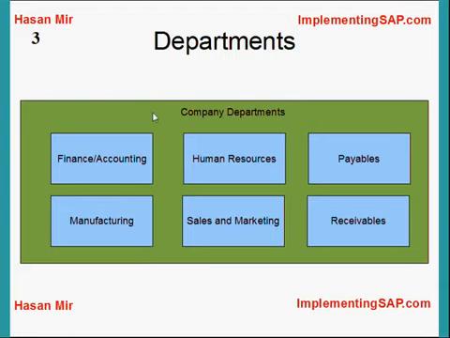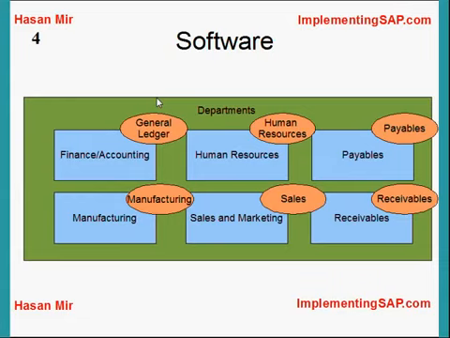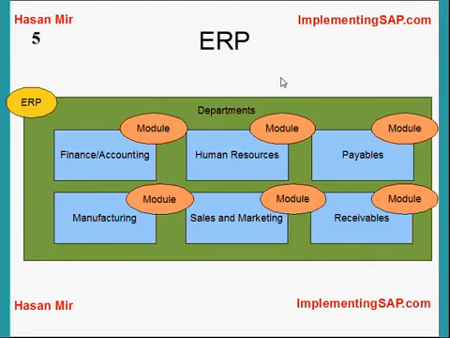Okay, now each department would be using some kind of software to help the department run day-to-day business. Okay, and they can buy software from any vendor. These softwares could be really independent from one another. For example, finance department using one software, human resources department using some other software from another vendor. Okay, now where does SAP come into the picture?